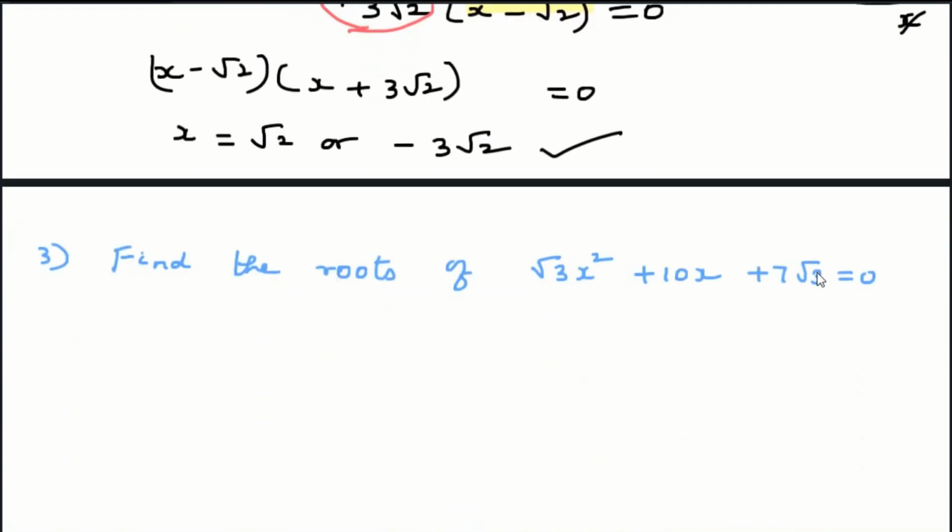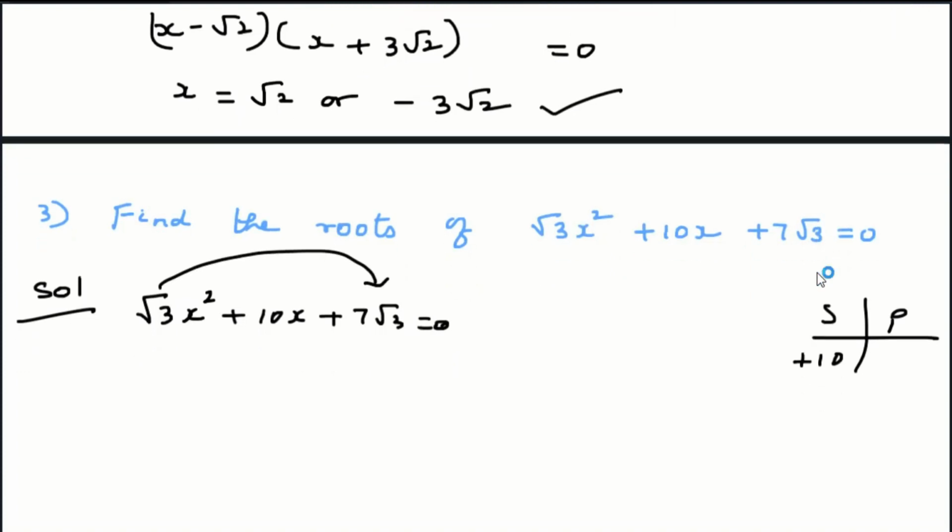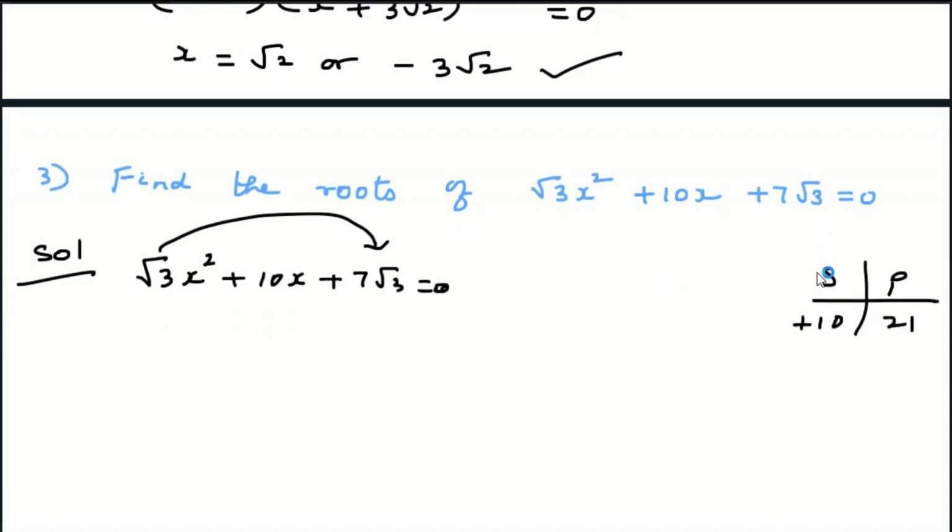Now next, find the roots of this equation. Solution. So it is root 3x square plus 10x plus 7 root 3 equal to 0. Here, sum and product. Sum is plus 10. Product is root 3 into 7 root 3. So 7 into 3, 21. Product is positive, so write 21. So it is 1 into 21 or 3 into 7.